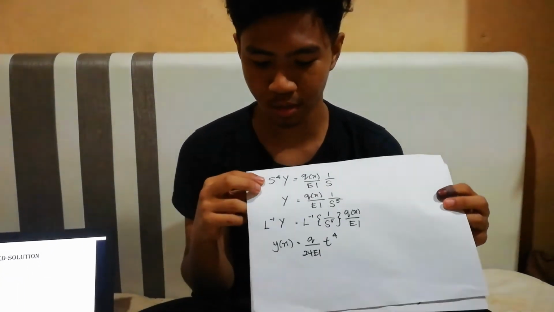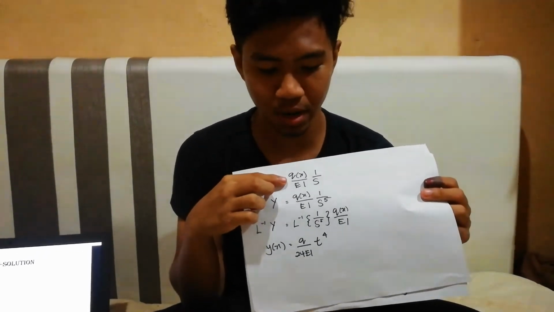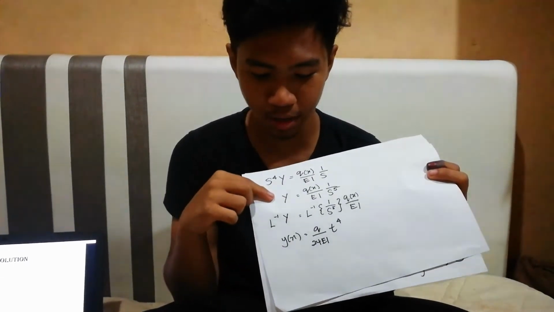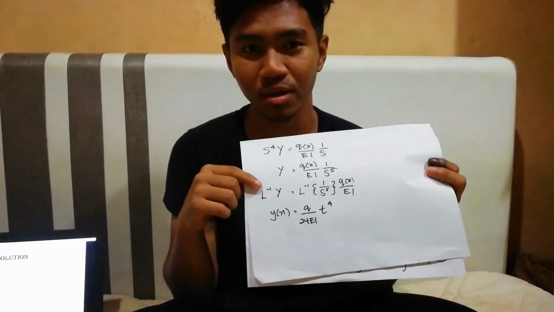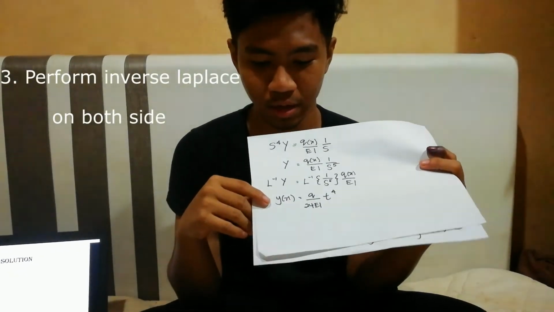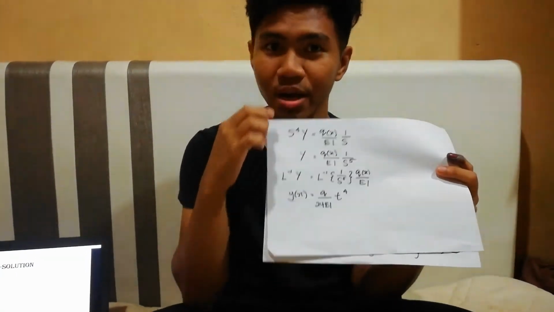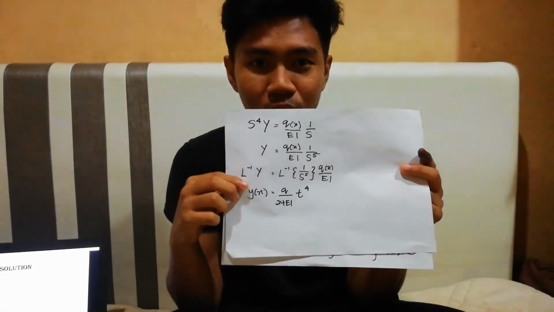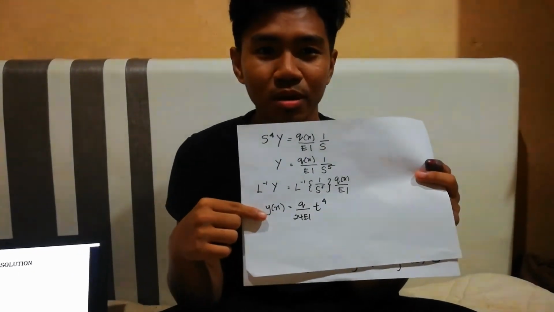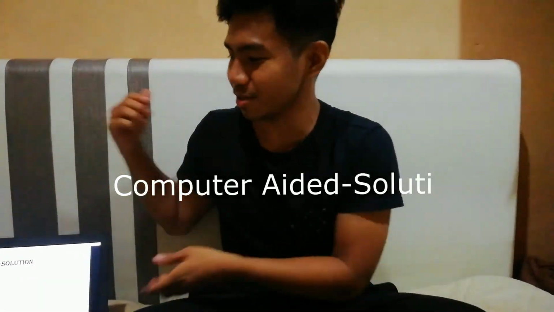We get s to the power of 4 Y(s) equal to q(x) over EI times 1 over s. Then I solve for Y and perform the inverse Laplace on both sides, and I get y(t) equal to q over 24EI multiplied by t to the power of 4, based on the table of Laplace transforms. Now we move to the computer aided solution.